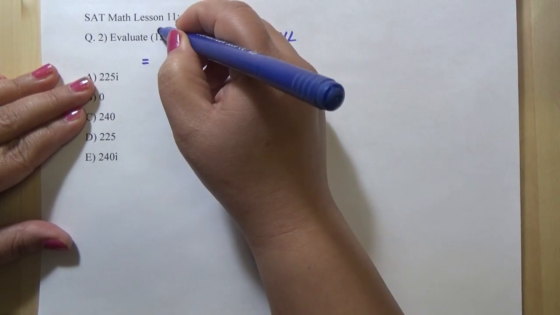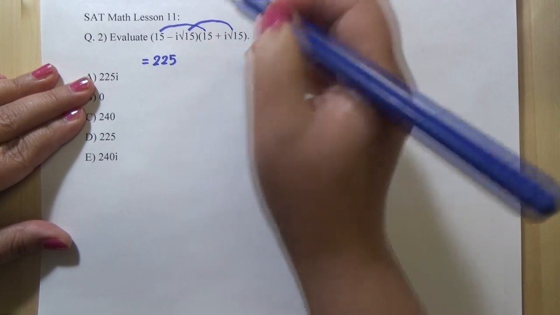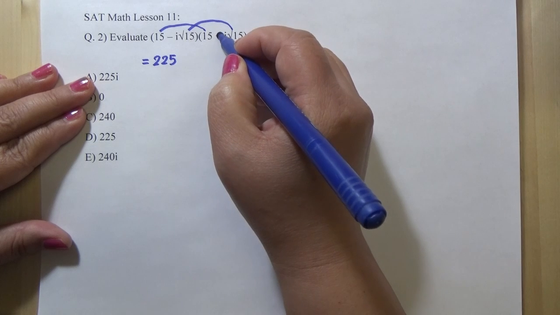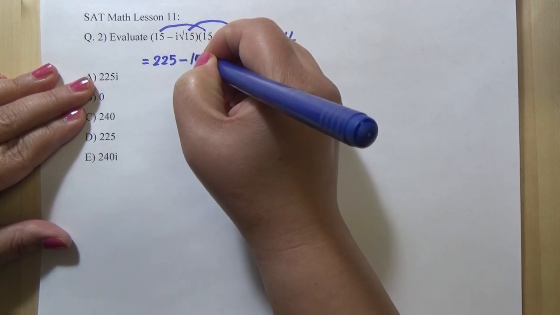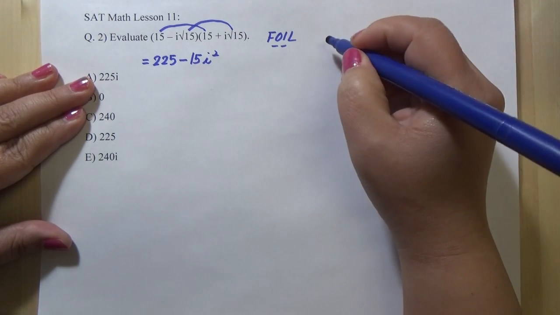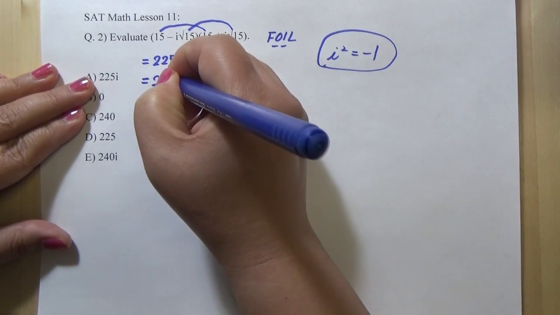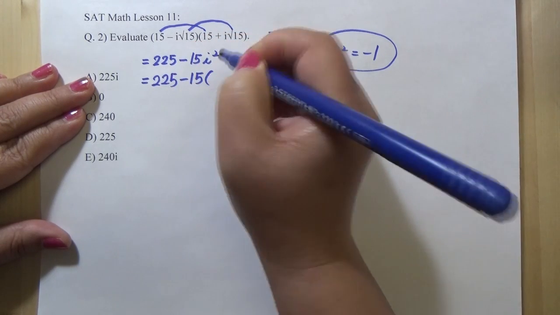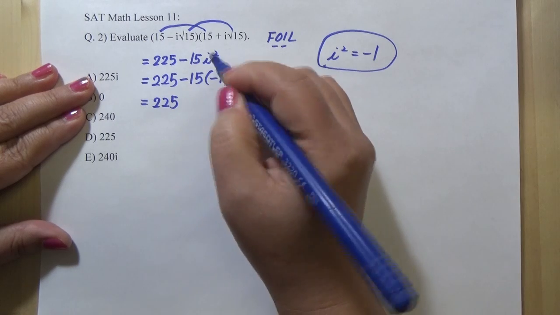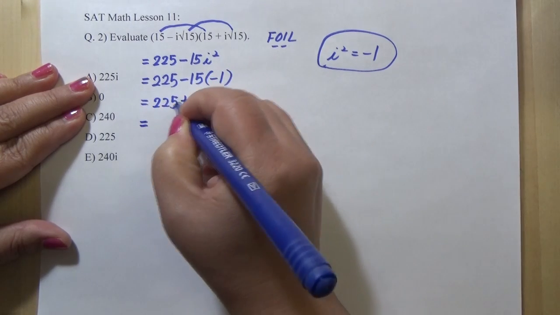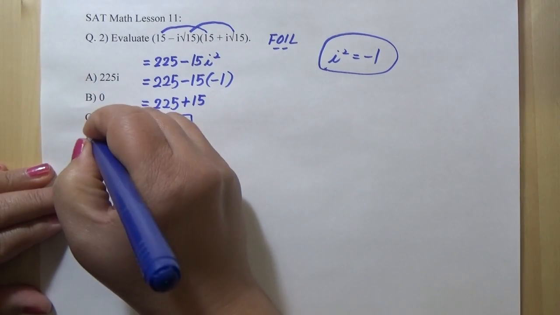So I'm going to write it down here. So first, 15 times 15 is 225. And last, negative i√15 times positive i√15, which is minus negative 15 i squared. And then we know the definition, i squared is negative 1. So 225 minus 15 times i squared, which is negative 1. Negative 15 times negative 1 is positive 15, and 225 plus 15 is equal to 240, and the answer is C.